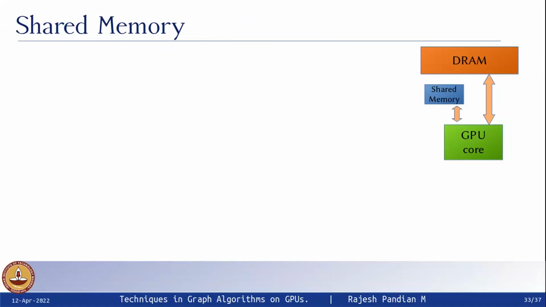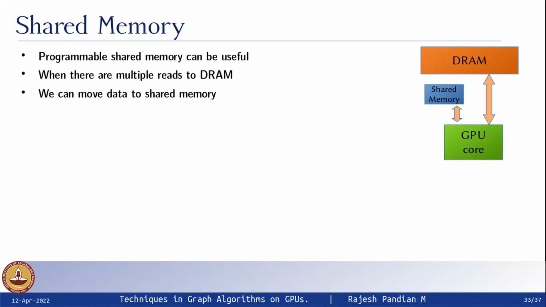So when we read a particular data multiple times, for example, in the t delta approach, we have to go over the neighbors' adjacency list three times, or t many times, right? So why don't we copy the neighbors into the shared memory, so that the rest of the t iterations only have to read the adjacency list from the shared memory? So this is what we did. We can move data to the shared memory when there are multiple reads.